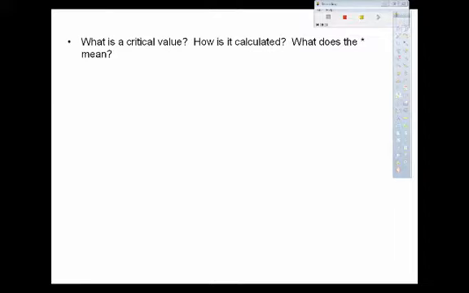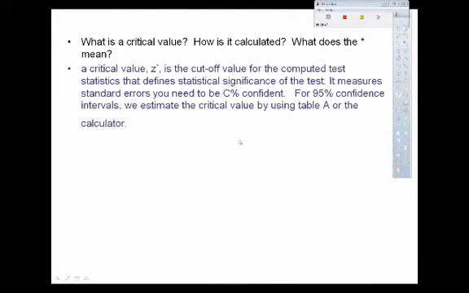Okay, what is a critical value? How is it calculated? And what does this asterisk mean? All right, well, a critical value z star is the cutoff value for the computed test statistic that defines statistical significance of a test. It measures the standard errors you need to be C% confident, or whatever percent confident. For a 95% confidence interval, we estimate the critical value by using table A, or the calculator.